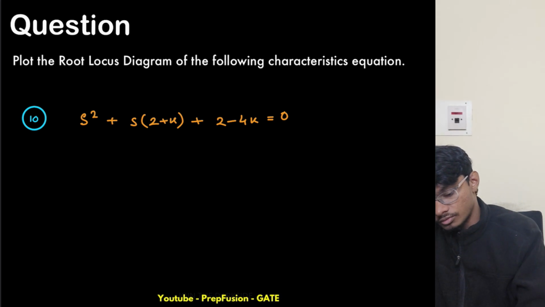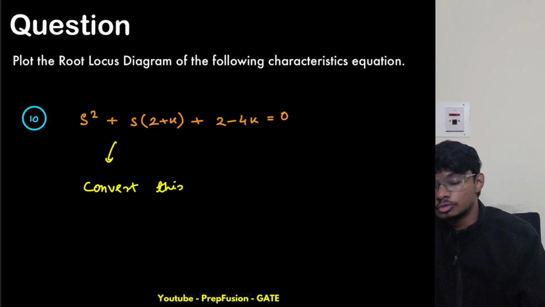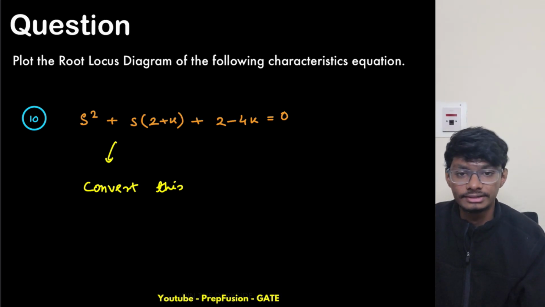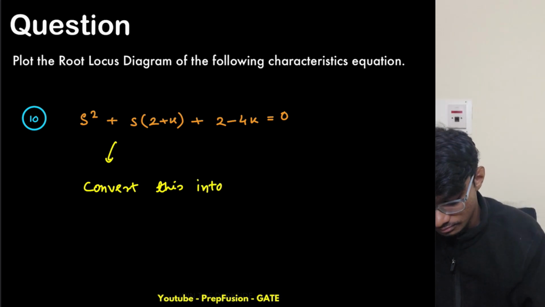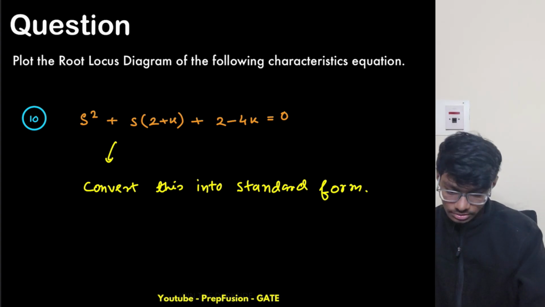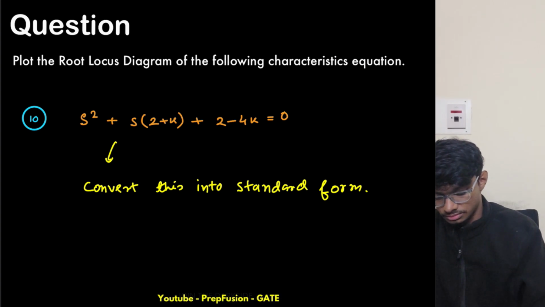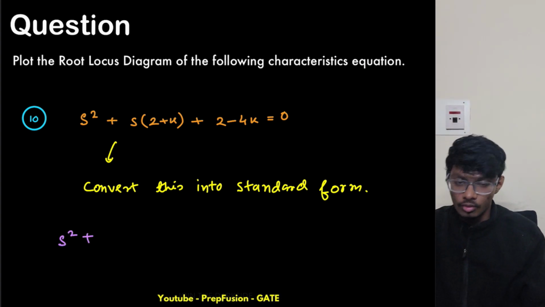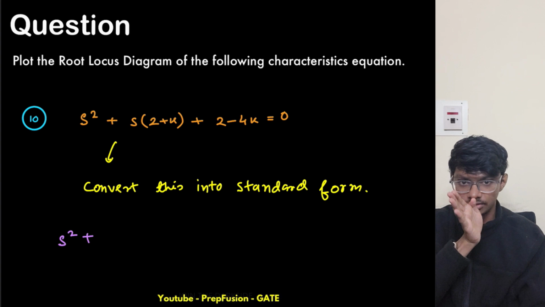So what I have to do is convert this. The question may not come directly, blatantly; sometimes they may come a bit twisted like this, right? So convert this into standard form. So if I convert this into standard form, what do I get? So this is s square. I will take all the other terms which are not present with k on one side, and the k will be separated.